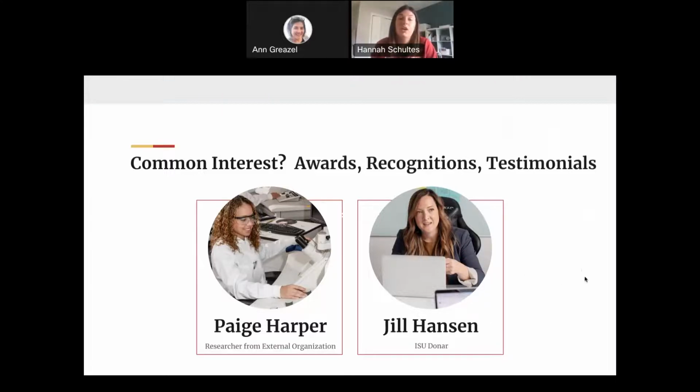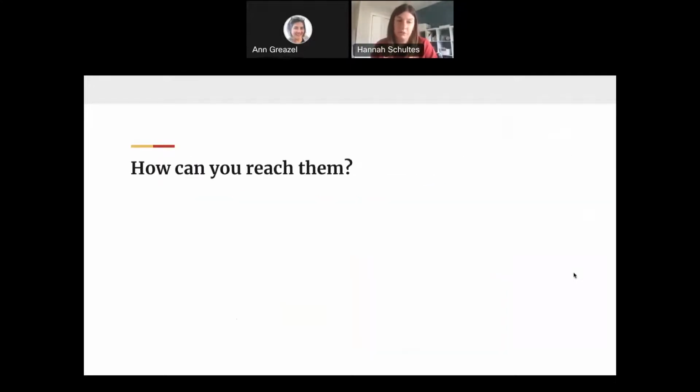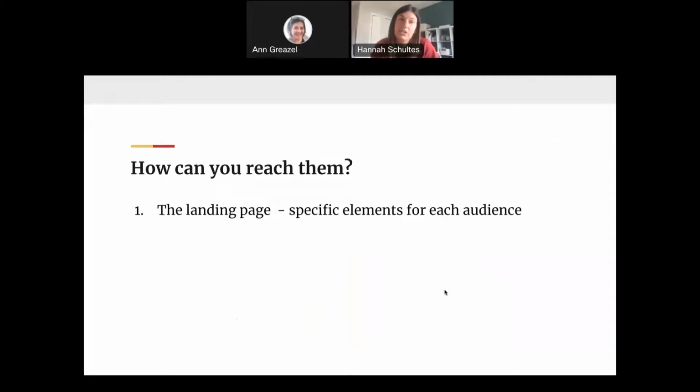Okay, but other than common interests, how else can we reach these different persona groups? One tool at your disposal is the landing page. By building a landing page for each specific audience, you can draw them in with specific elements that appeal to them. So you'd have a page for future students, a page for parents of future students, and a page for donors. You can speak directly to them that way without watering down your messaging.